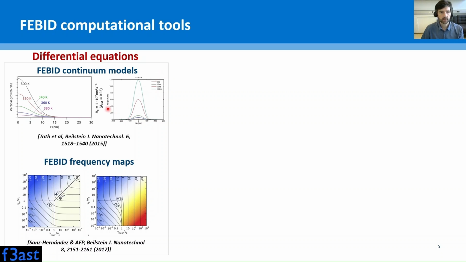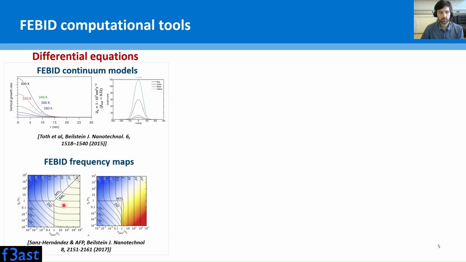We have extended the Febit continuum models, creating the Febit frequency maps, which is a way to show what type of growth regimes we may have in Febit during deposition. We have done this for a single adsorbate, Langmuir adsorption, and also for a multi-adsorbate case. Not getting into a lot of details, but basically in this axis we have the renormalized characteristic Febit frequencies. You can see that there are different regimes here separated by these lines.